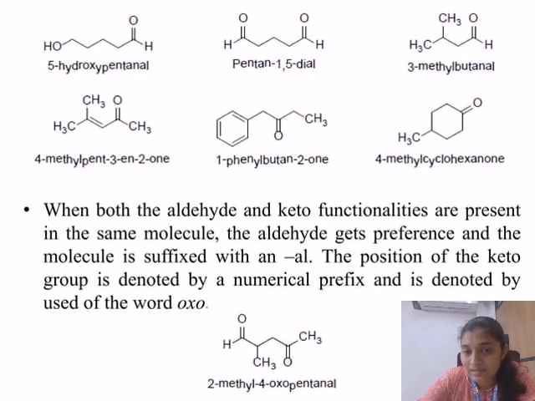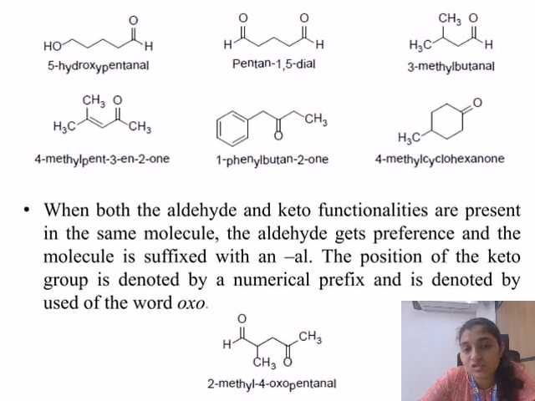Coming towards the alkane chain, here we can find that there are 4 carbons, so that's why we are calling it butane. Now we have to represent the position number of the C=O. You can find the C=O on the second carbon, so that's why we are calling it 2-one.